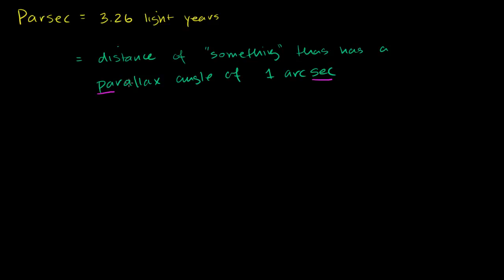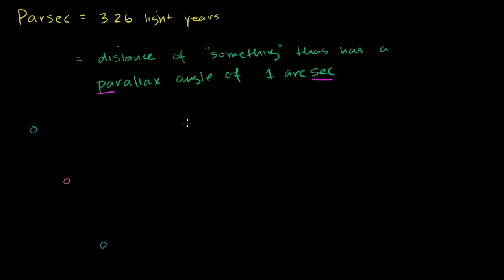How far would this thing be? It turns out it's 3.26 light years. And we can actually calculate that. And that's actually what I'm going to do in this video. So let's say there is something. Let's say, so this is the sun. This is the Earth at some point in time. This is the Earth 6 months later at the opposite end of the orbit.